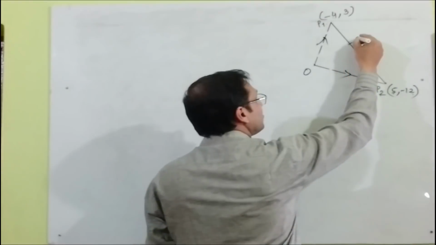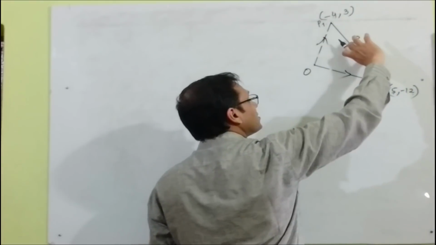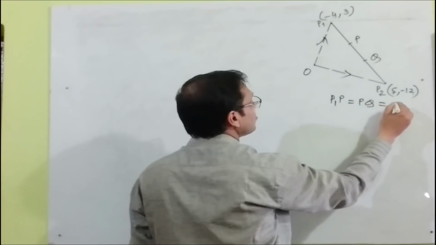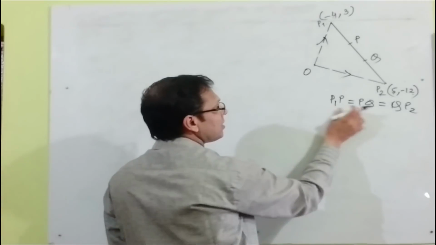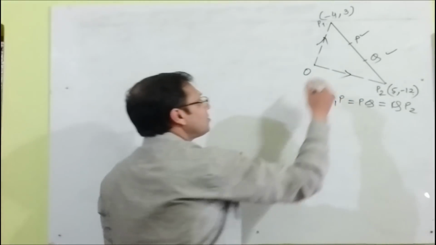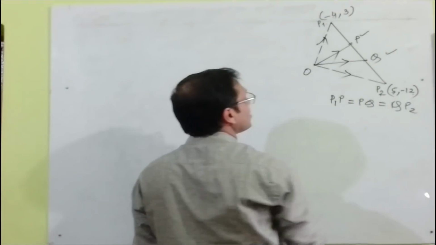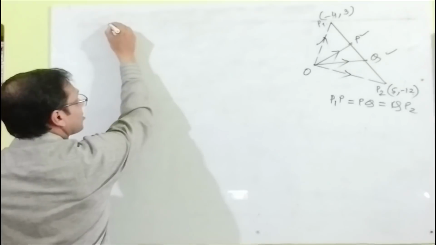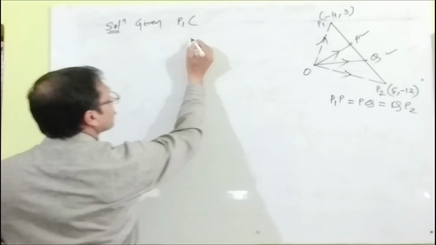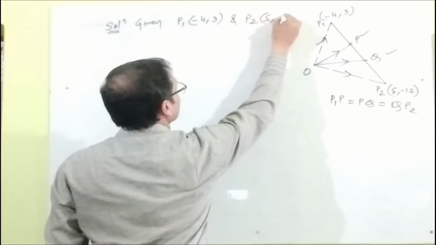Trisection means if the points P and Q divide the line joining P1 P2 into 3 equal parts, that means P1P is equal to PQ is equal to QP2. If they are equal, then P and Q are called the points of trisection. So you have to find the position vector of P, that means this one OP, and position vector of Q, that is OQ. So let's start the solution. Given P1 having the coordinate minus 4, 3 and P2 having the coordinate 5, minus 12.